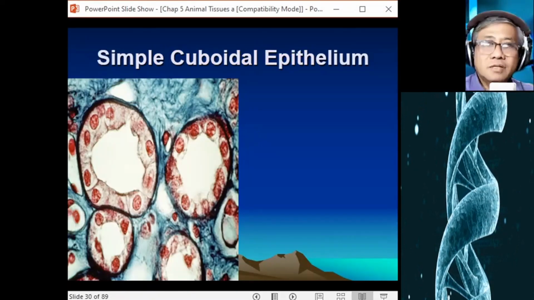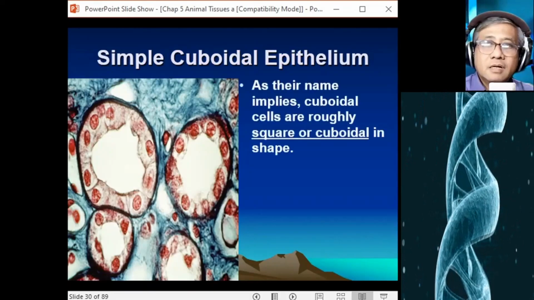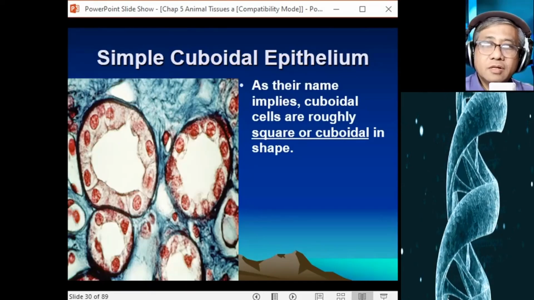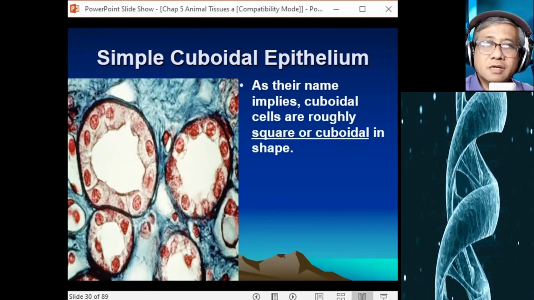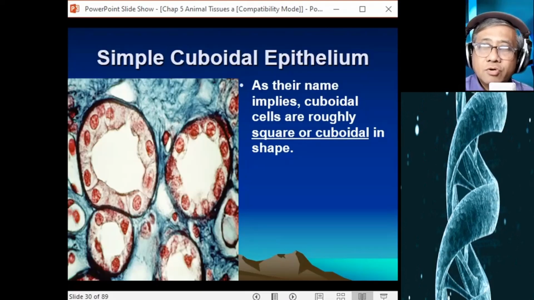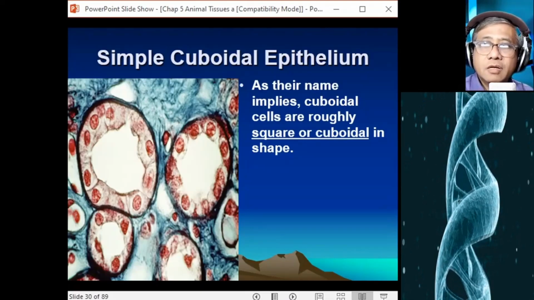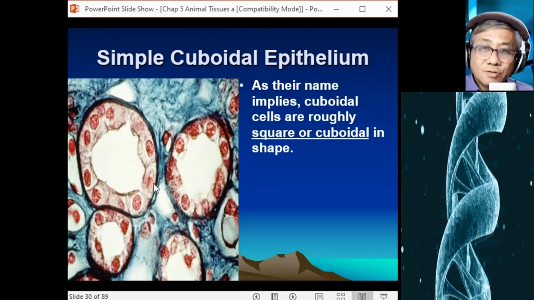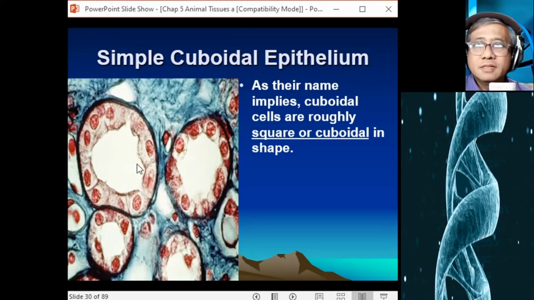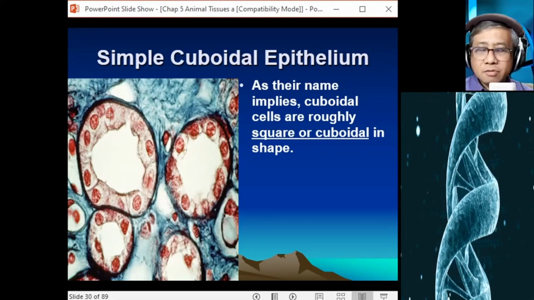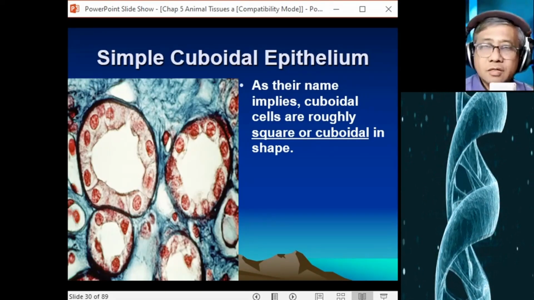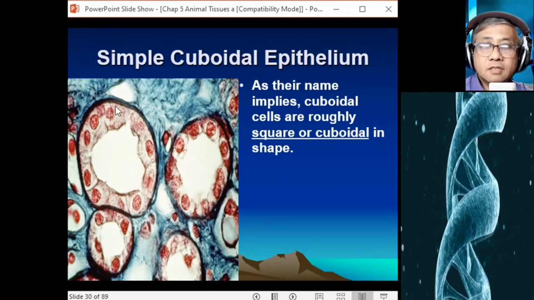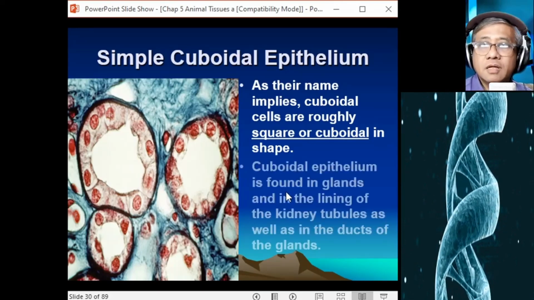Alright, next we have simple cuboidal. By the name itself, cuboidal, the shape of the cells are roughly square or cuboidal in shape, as their name implies. And sometimes they are rolled into tubes. Okay, itong mga cells na to, they are rolled into tubes like the one in the illustration here.